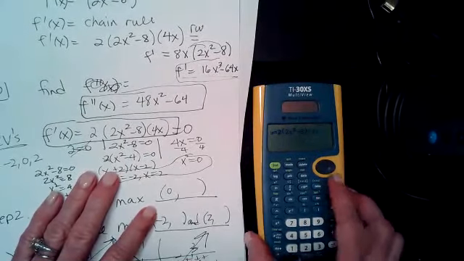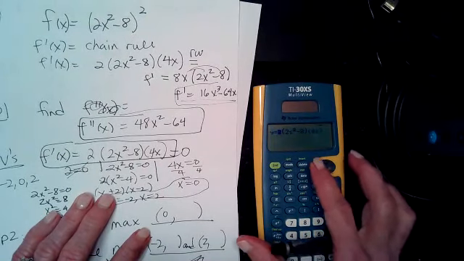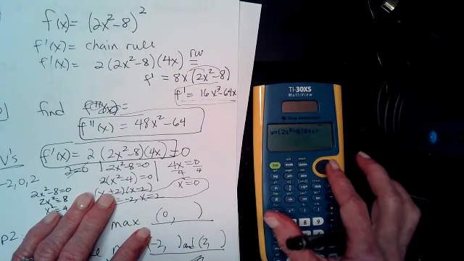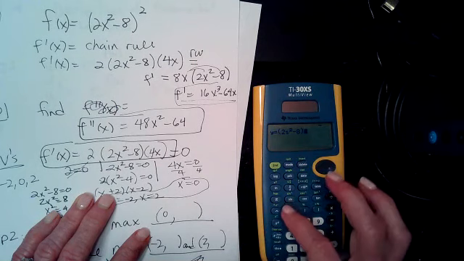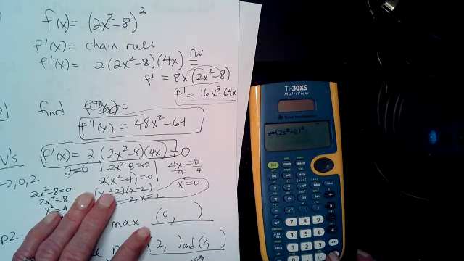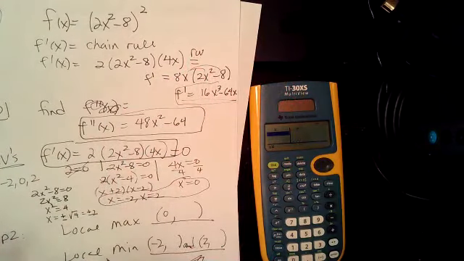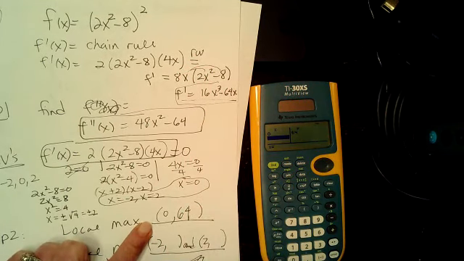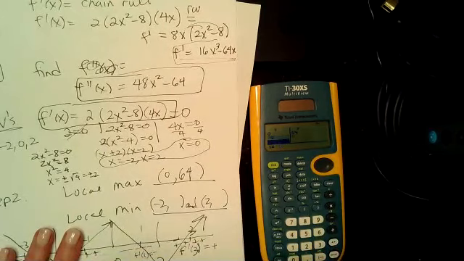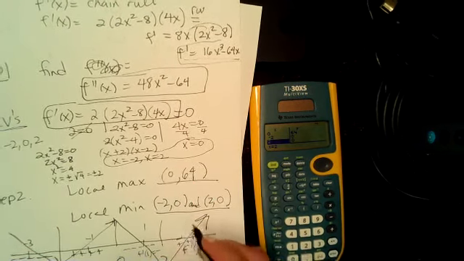Always go to the original function. And my original function, let's go to my table. My original function is 2x squared minus 8 squared. I'm going to delete whatever's there. Delete, delete, delete. And then 0, enter, and I get 64. Plug it into my original. -2, enter, and I get 0. And 2, enter, and I also get 0. So I'm plugging these numbers into my original.